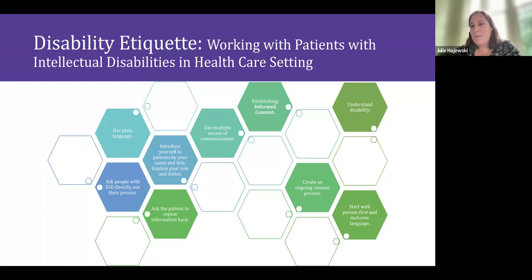Asking patients to repeat information back so it's clear that everybody understands the conversation. Really, really important one. Speaking directly to an individual with a disability. They are your patient, they are your focus. I may need to get some information from a caregiver or a parent, but that individual is my patient, and that is the primary person I'm communicating with, and making sure that that's very clear to them.